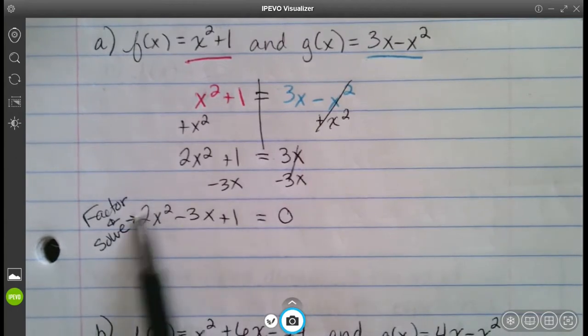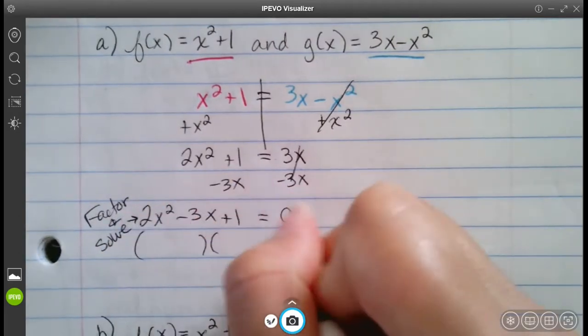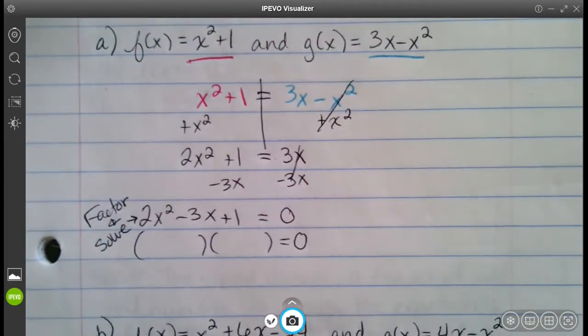Notice that even though this is on the left side now and this is on the right side, the 0, it doesn't matter. We can still factor. So the factoring, this might be a little bit of a review for you guys, okay? What we're going to do for this one is, we can do several different methods. You can guess and check, okay?